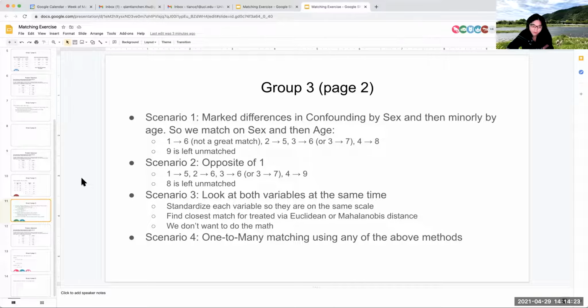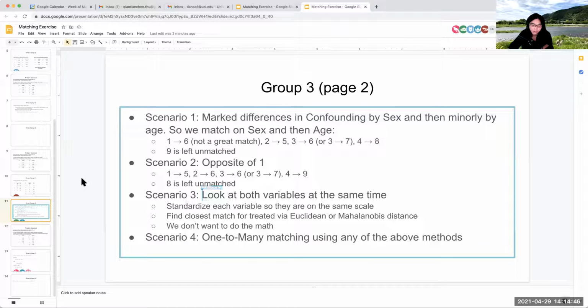But the first two scenarios are a step-by-step methodology, which can be criticized by someone, because it's conditioning on the selection of the first variable while minimizing the difference in the second variable, so it is not a simultaneous work. So in scenario 3, we minimize the difference by considering two variables at the same time. It requires that we standardize each variable so they are on the same scale.